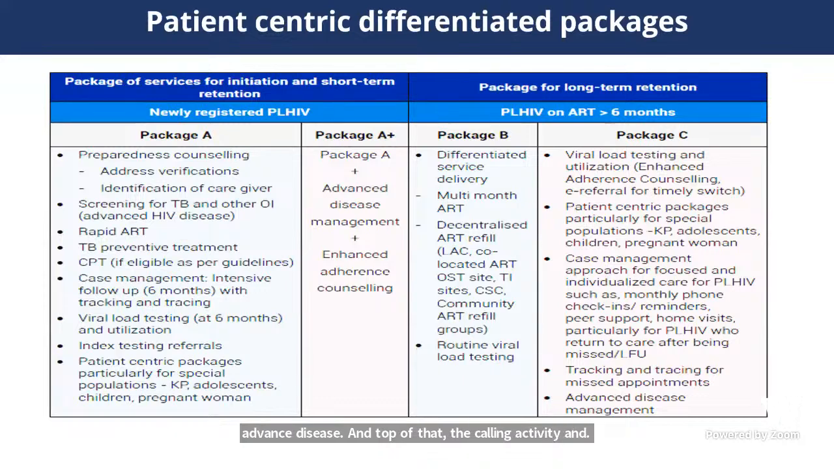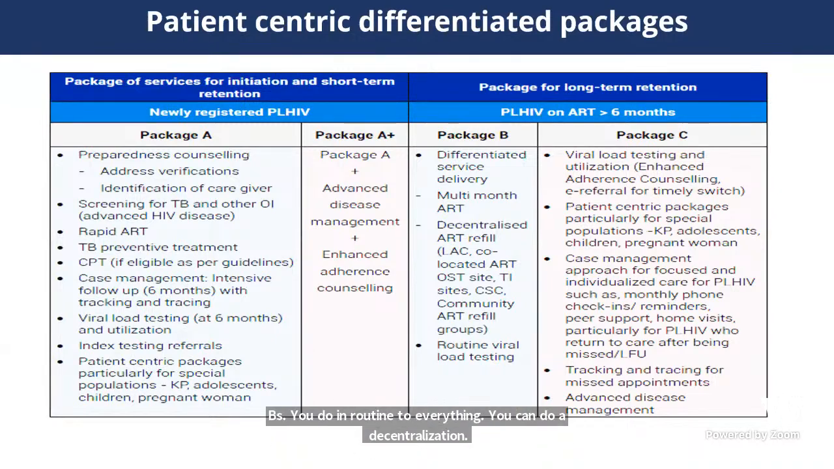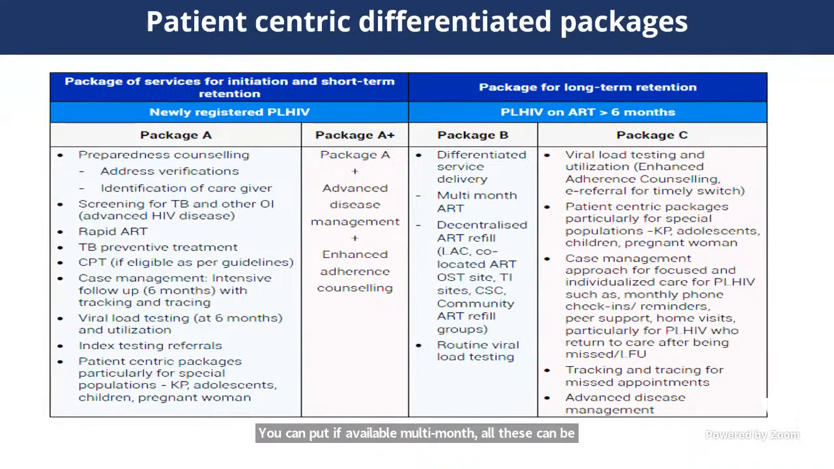And very importantly, now you see within your own ART centers, every initiated patient, prospectively we are going to do index testing. It has already started. The momentum has caught up now. Index testing is one other crucial element of the package A of services that we need to be doing. And package B is differentiated service. Package B is what you do in routine to everything. You can do decentralization, you can put, if available, multi-month dispensing. All these can be planned for patients who are in package B.